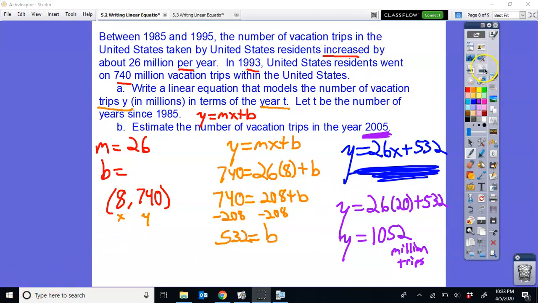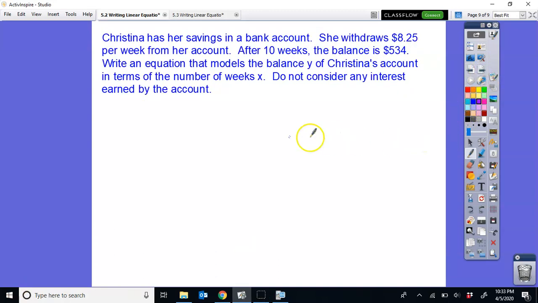All right, so let's take a look at another example here. Christina has her savings in a bank account. She withdraws $8.25 per week from her account. After 10 weeks, the balance is $534. Write an equation that models the balance y of Christina's account in terms of the number of weeks x. Do not consider any interest earned by the account.